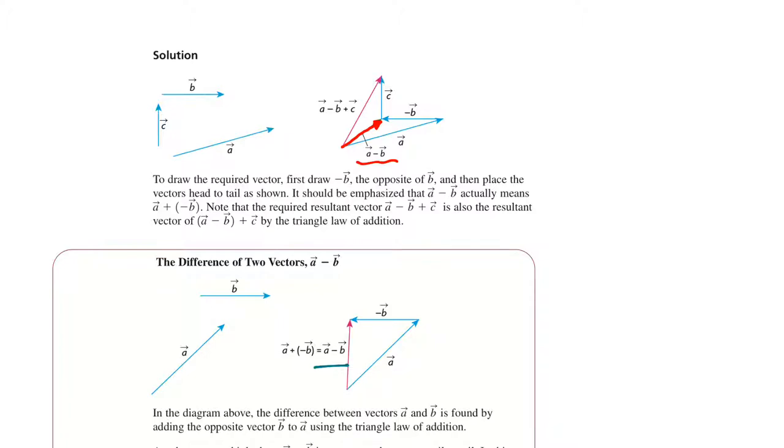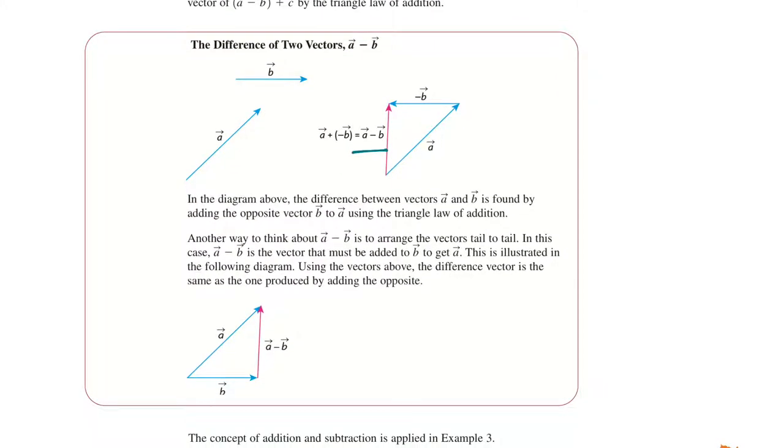If it is tail to head, we have A minus B plus C. So we started putting them tail to head, tail of minus B and head of A, and tail of C and head of minus B, and we added A and minus B, then the resultant with C. The magnitude of A plus B is always smaller or equal than magnitude of A plus magnitude of B. Equality holds when the angle between A and B is zero, or one of the two vectors is zero.